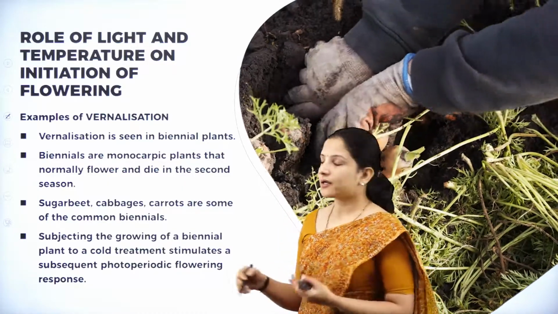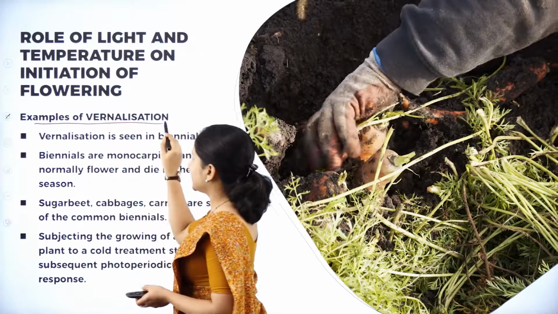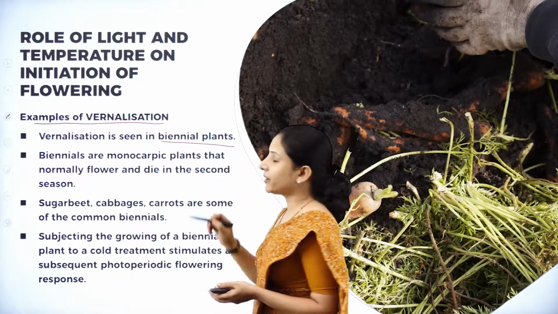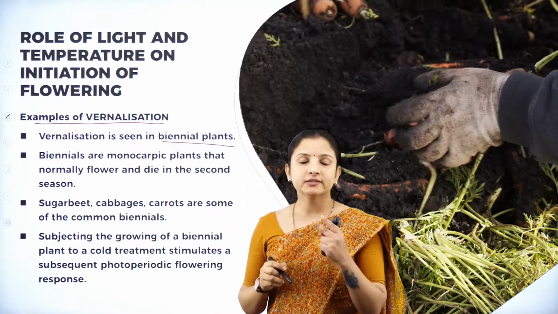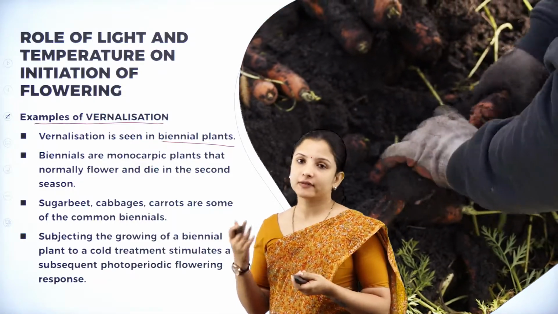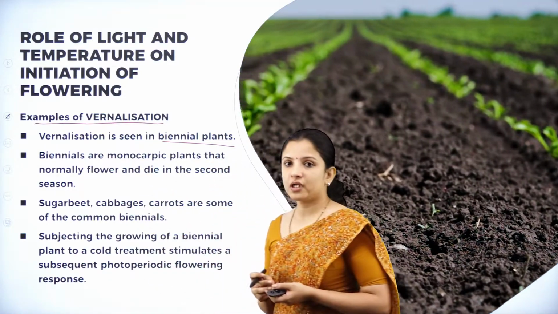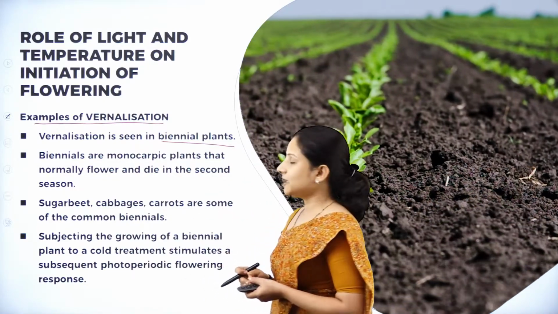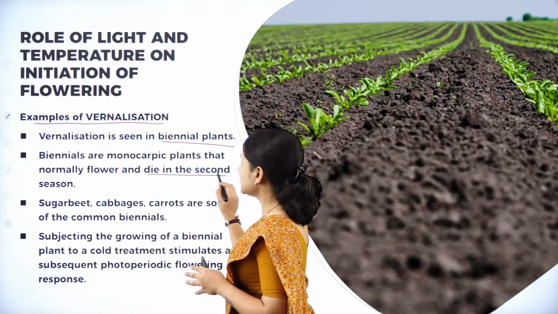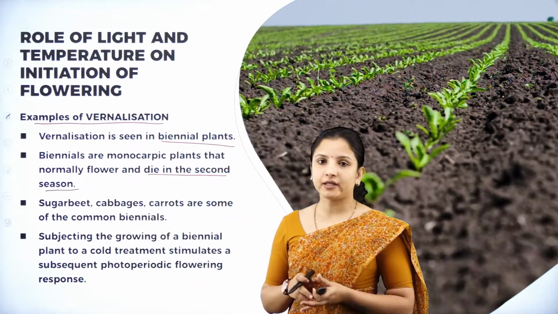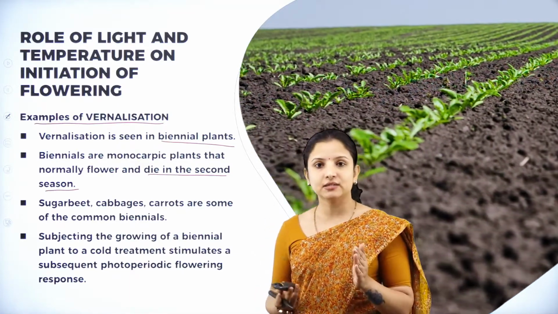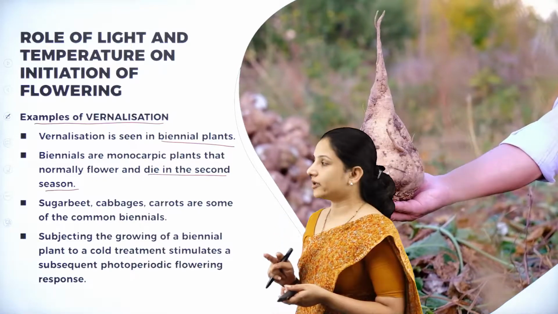Next we shall study some other examples of vernalization. Vernalization is also seen in biennial plants. Biennial plants means they grow once in 2 years. One year they will grow, the other year they will not, and then they will again continue. Biennials are usually monocarpic in nature, and these plants usually flower in the first season and then they die in the second season. That is why they are called biennials. The flowering takes place in one season, the plant dies in the next season. So that is why they are called biennials.